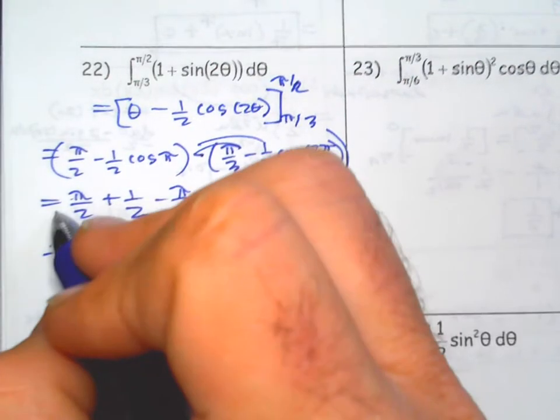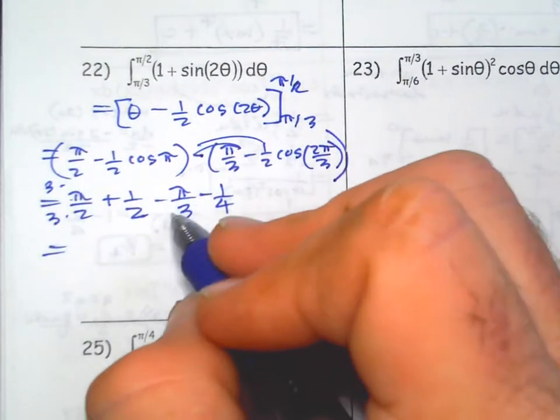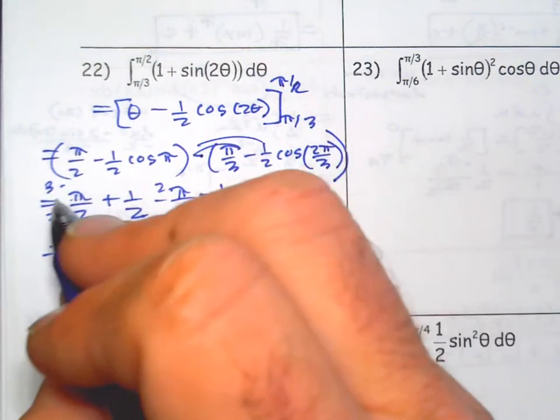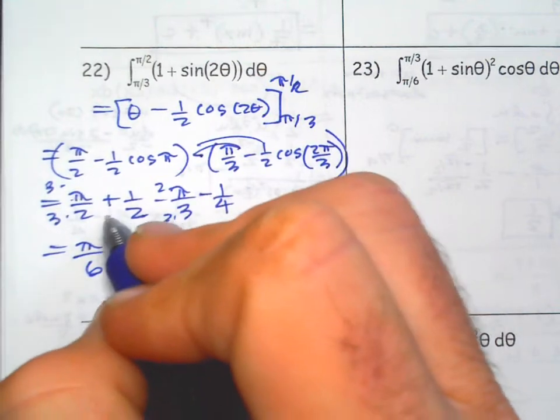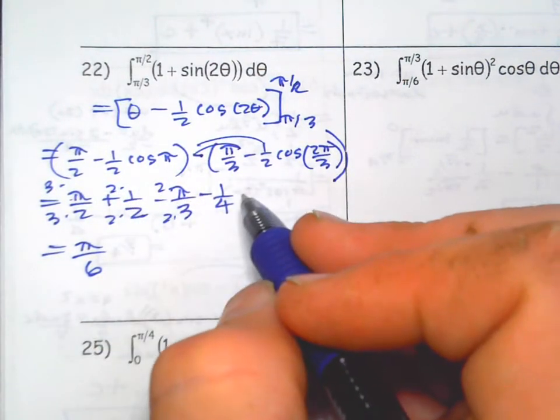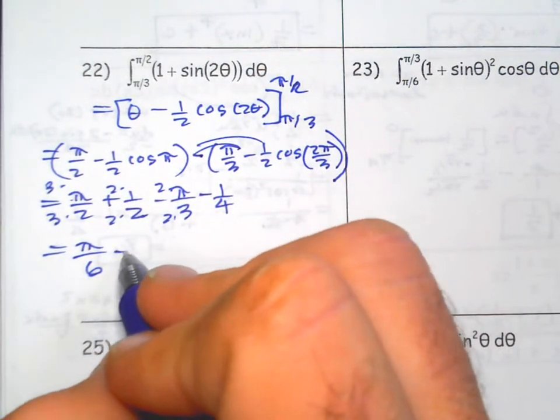So we can combine these together, least common denominator. So it's going to be 3 pi over 6 minus 2 pi over 6 is 1 pi over 6. And then 2/4 minus 1/4 is 1/4.